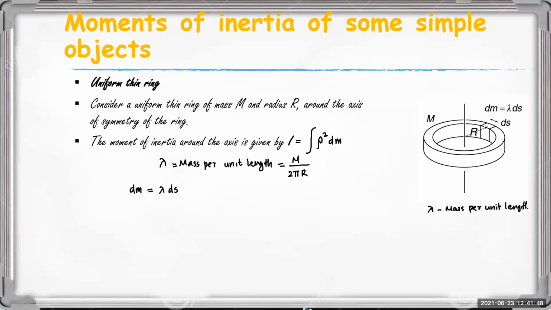Then for a length of, let it be 10, what will be the mass? Then 10 into lambda. Here the length is ds, so the mass of length ds must be equal to what? Lambda into ds. So this is taken as dm. So dm is equal to lambda ds.